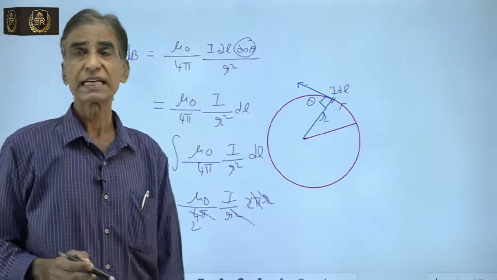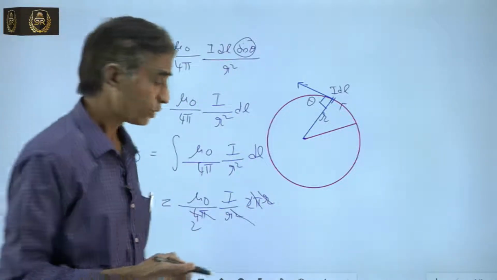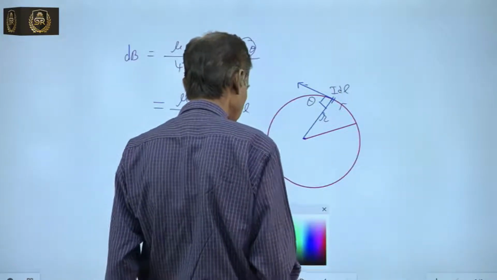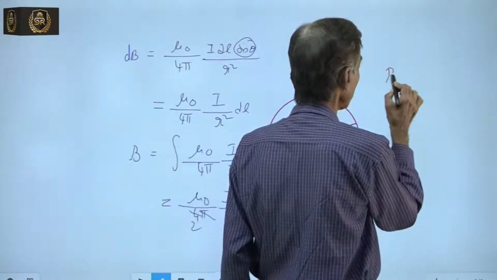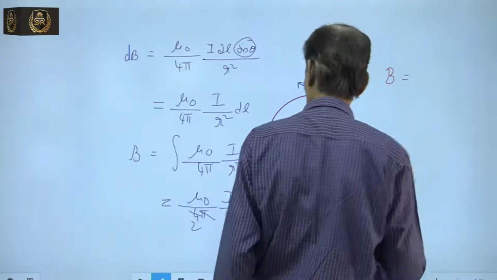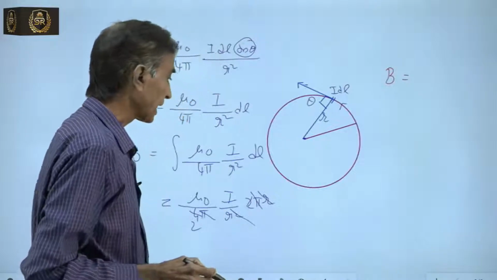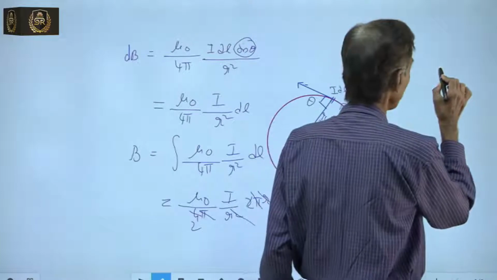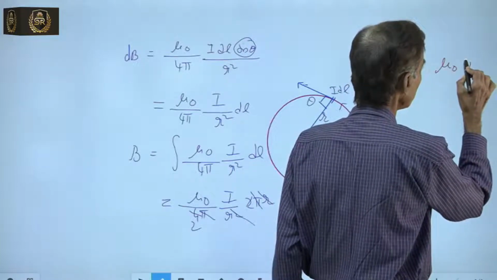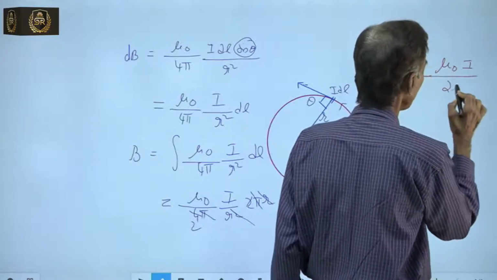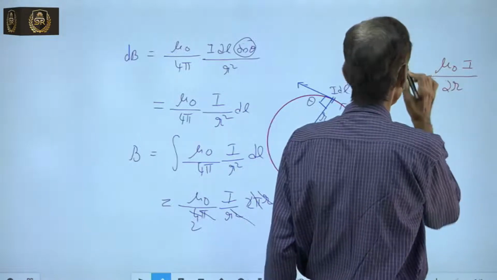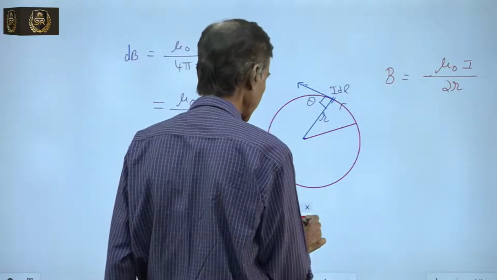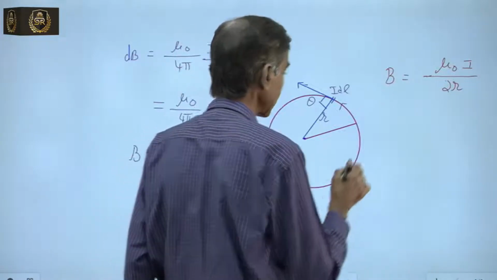So what is the field at the center of a current carrying loop? B is equal to, at the center of a current carrying loop, what we have finally? Mu naught I by 2r. Mu naught I divided by 2r. So that is our field due to a current carrying loop at its center.